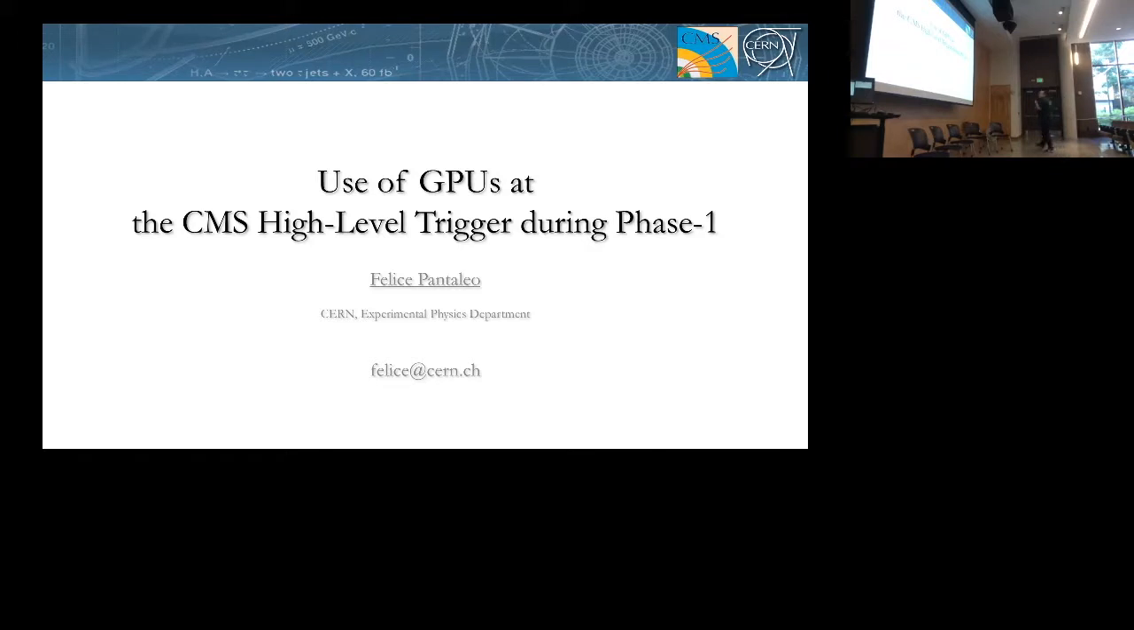So I will talk about the efforts that we are carrying out of porting the pixel tracking of the CMS experiment at the HLT on GPUs, starting from 2019. I mean the Run 3 upgrade.